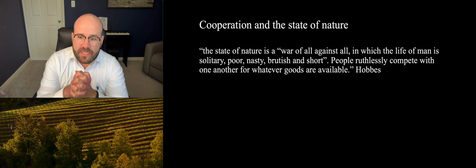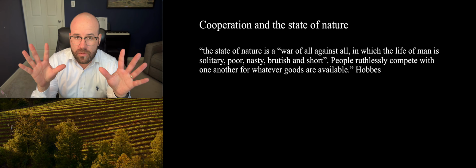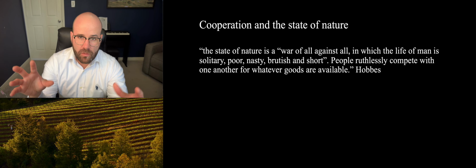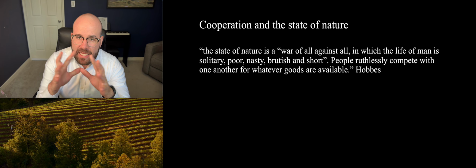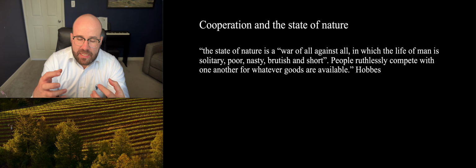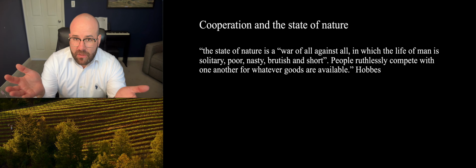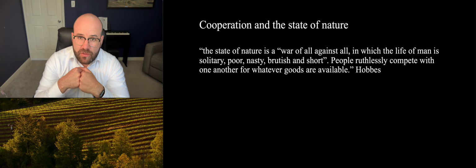According to Hobbes, the state of nature is one in which there are just no governments, no rules. Just imagine that there was no government or an enforcer of rules. The state of nature would be a war of all against all, in which the life of man is solitary, poor, nasty, brutish, and short. People ruthlessly compete with one another for whatever goods are available, right? And the idea is that everybody has self-interest. They want to just have enough for themselves. And so in a state of anarchy, everybody would just fight with each other just to make sure that they're well off, right?